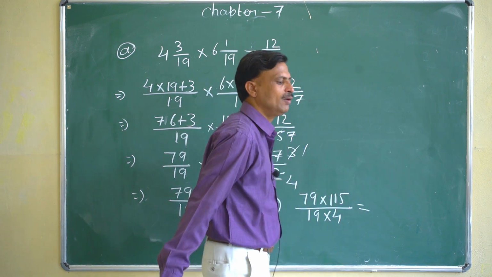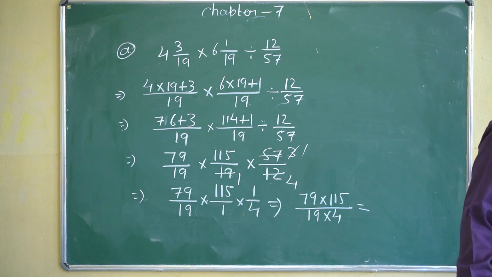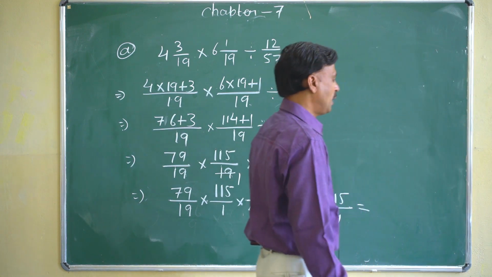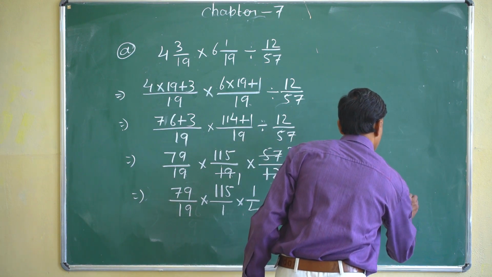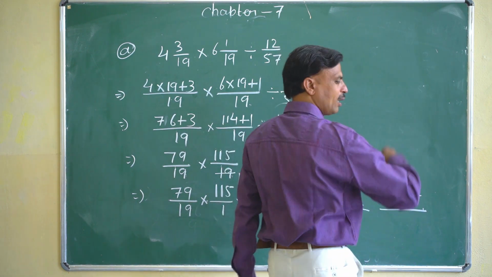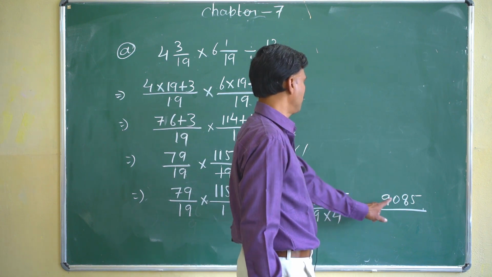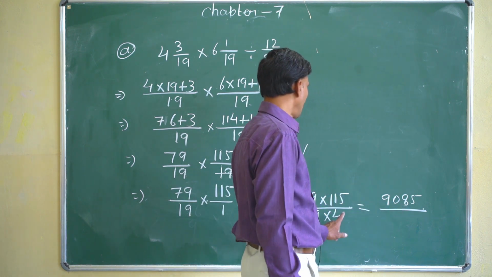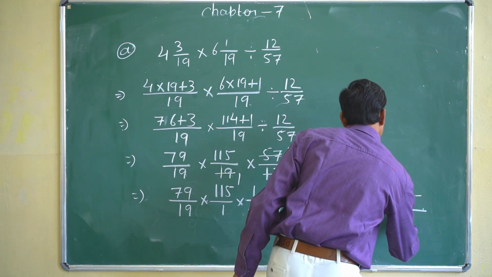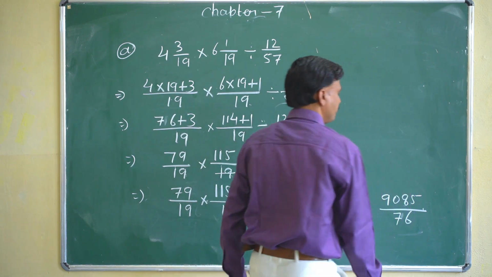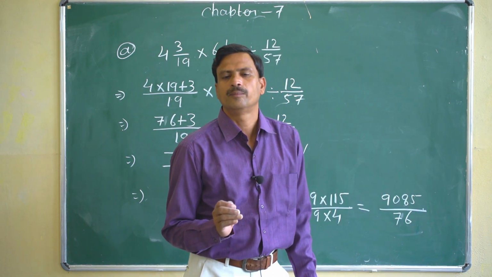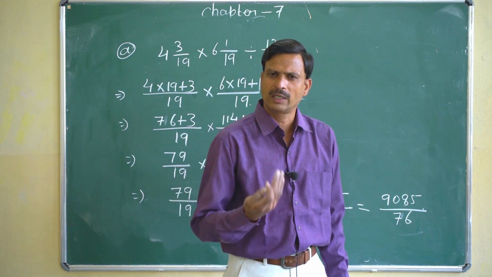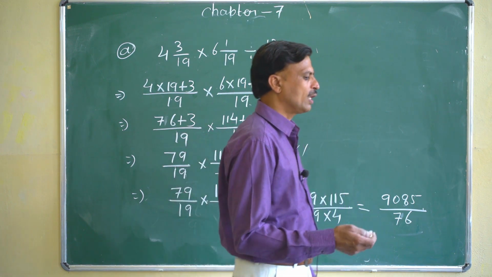So 79 will multiply by which number? 79 multiply 115, so we'll get 9085. You can multiply also. 79 multiplied by 115 will get 9085, and here 19 multiplied by 4, that will be 76. Okay, so 9085 divided by 76. So this is an improper fraction. An improper fraction can be converted into a mixed fraction also. So if you want, you can convert it into a mixed fraction.